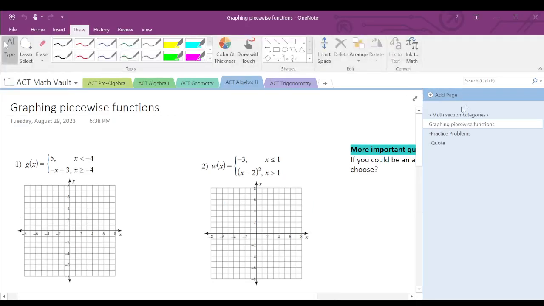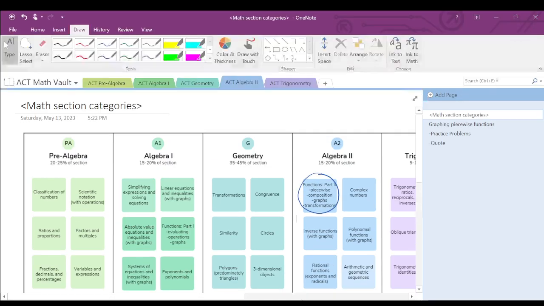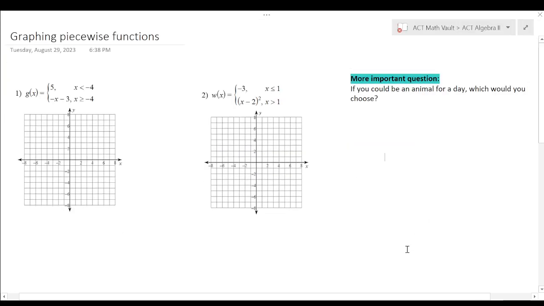So under Algebra 2, you will find functions part 2 here. Piecewise I have seen on the test before. It's very seldom, but it is possible. There are some standards related to functions, just general functions, and piecewise can fall under that. So in case you see some sort of a graph, I thought we would graph them by hand so that you can just see all the different ins and outs of the graphs.